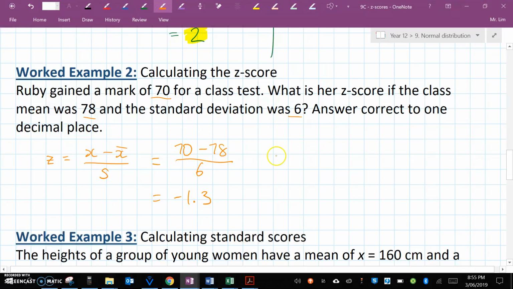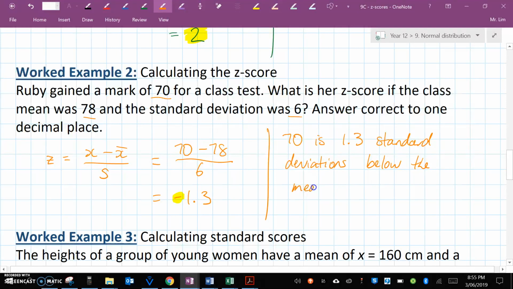So what does that mean? Because it's negative, it means that the score is below the mean, right? 70 is 1.3 standard deviations below the mean. Okay, I don't say 70 is negative 1.3 standard deviations. I just say it's 1.3 standard deviations below. That's where the negative comes in, below the mean.